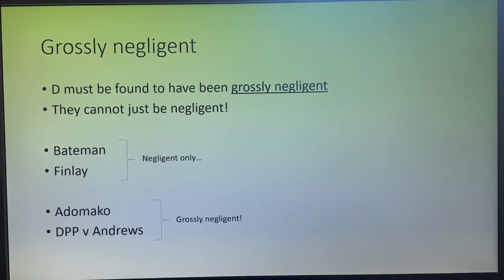In Finlay, they took a scout expedition up Mount Snowdon in Wales, and they followed most of the safety precautions, but not all of them, and one of the children fell off the mountain and died. Again, they said they weren't grossly negligent, they were negligent only, as they followed most of the safety precautions. Cases that show gross negligence are obviously Adomako and DPP v Andrews, which we've already talked about. Adomako failing to notice the breathing tube coming loose was grossly negligent.